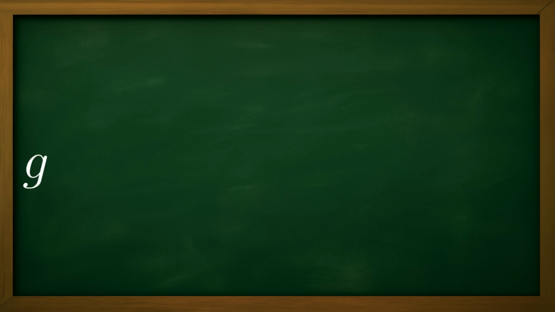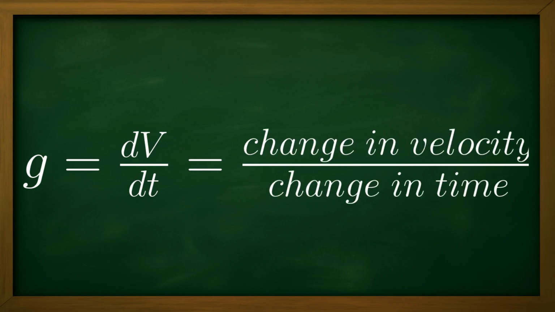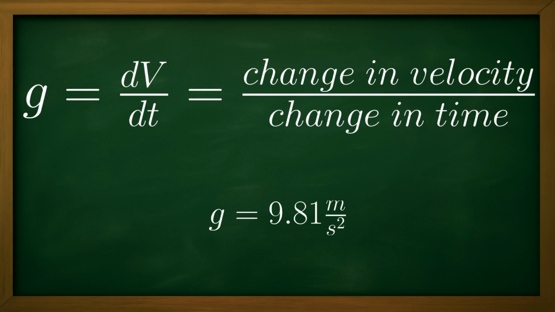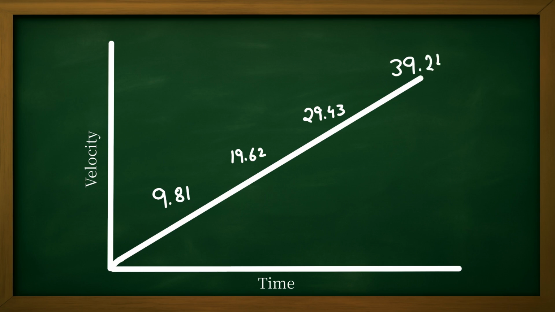So, as time progresses, acceleration will cause a change in the ball's velocity. By definition, we know that acceleration is the time derivative of velocity. That is, the rate of change in velocity with respect to time. This is given as negative 9.81 meters per second squared. This acceleration will change the velocity of our ball by 9.81 meters per second in every second.